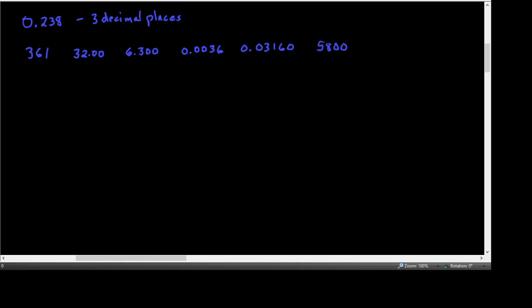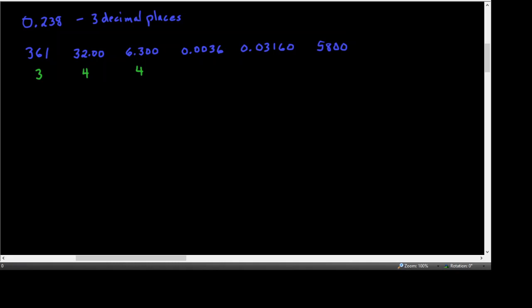Okay, so how many significant figures or significant digits does the first number have? Well, that's 3. How about the next one? That's 4. Trailing zeros after the decimal point, zeros at the end of a decimal number are always significant. So there are 4 significant digits there. Those 2 zeros are significant. How about the next one? Right, that's 4, according to the discussion we just had about trailing zeros after the decimal point.